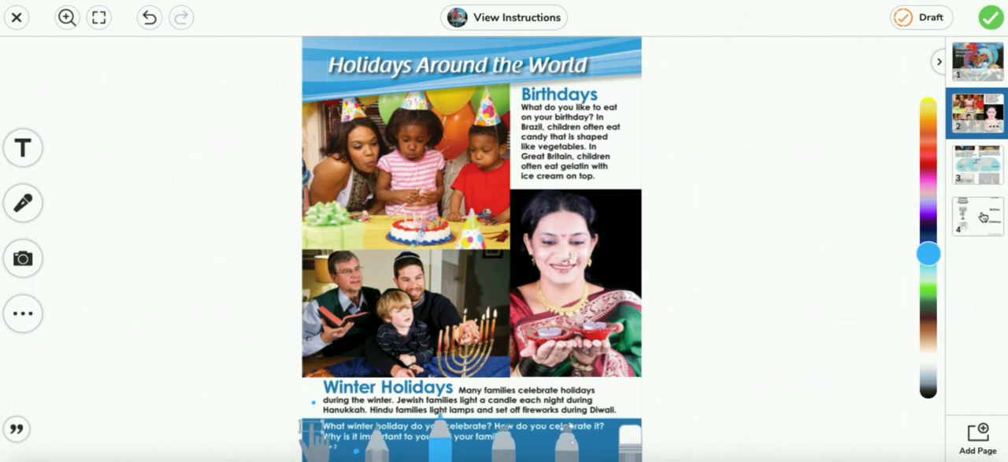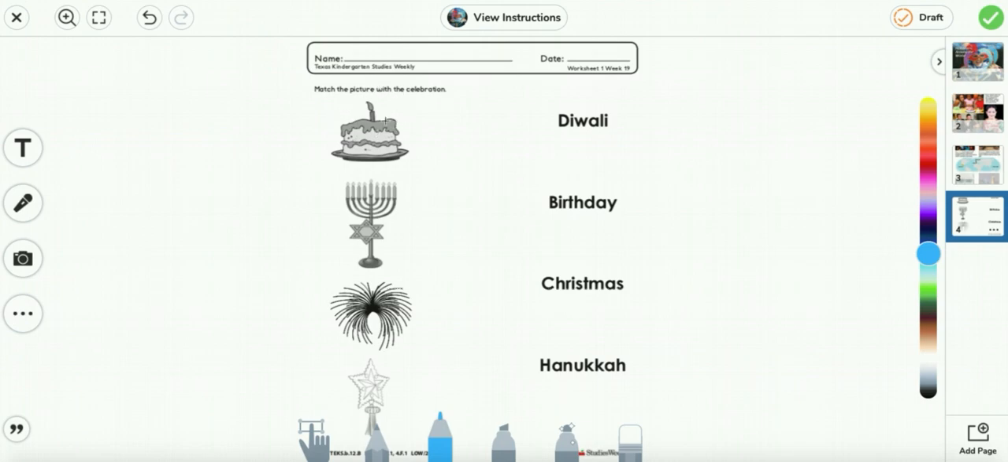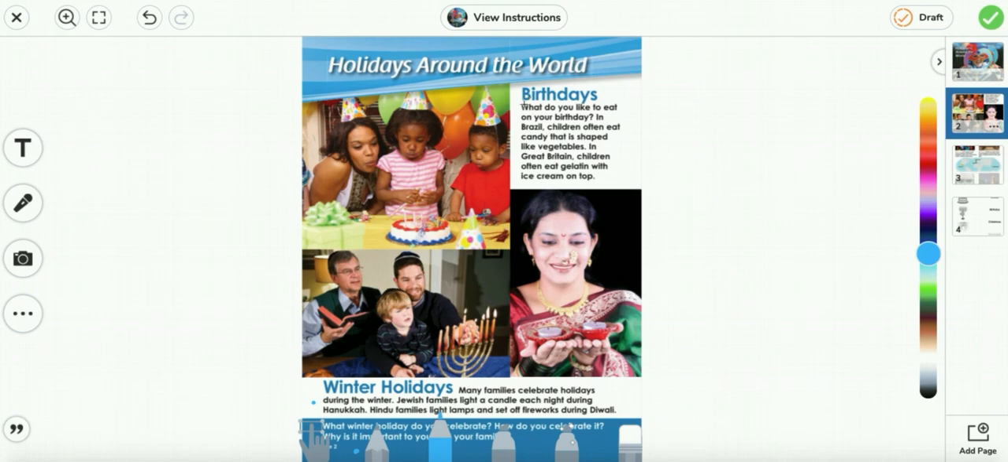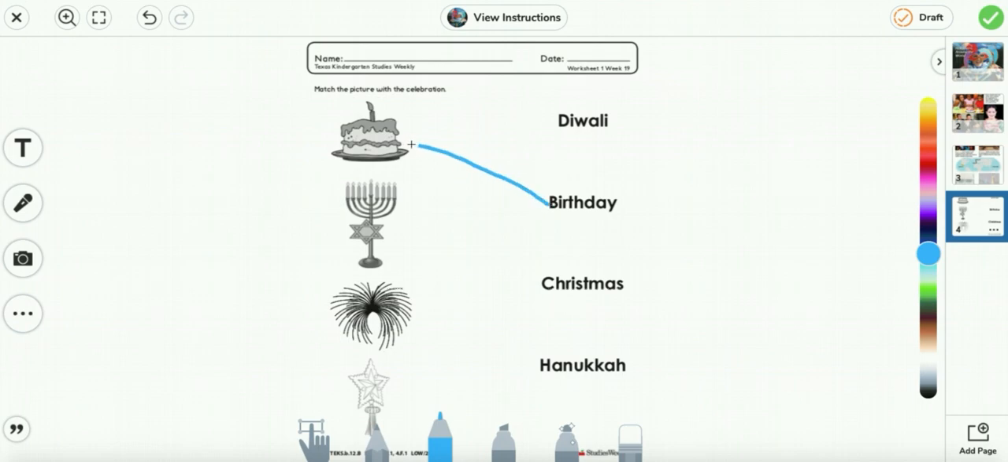So let's go ahead and go back to the worksheet. So the first picture we have is a cake. So let's see which celebrations we use cake. Diwali, birthday, Christmas, Hanukkah. If we go back to the story, it tells us here on birthdays that they like to eat. What does the picture show you? Yes, they eat cake. And sometimes they eat candy as well, or gelatin with ice cream on top. So we're going to go ahead and draw a line from birthday to the cake.